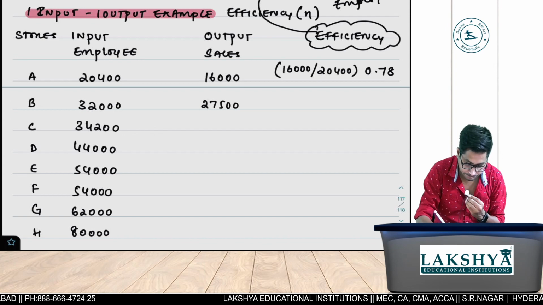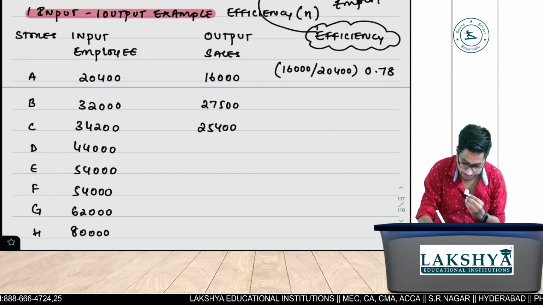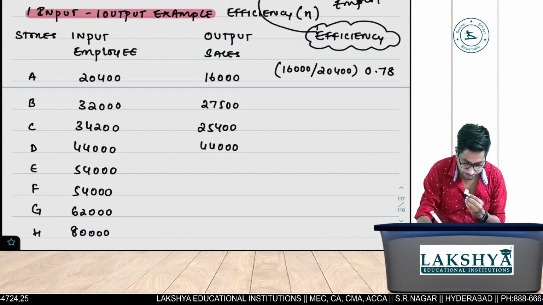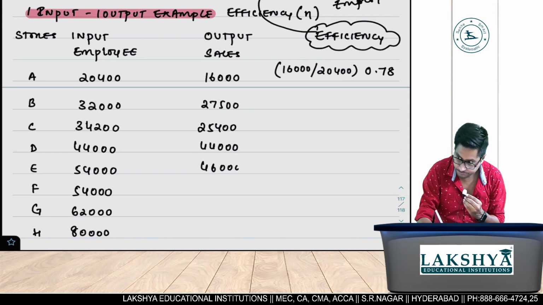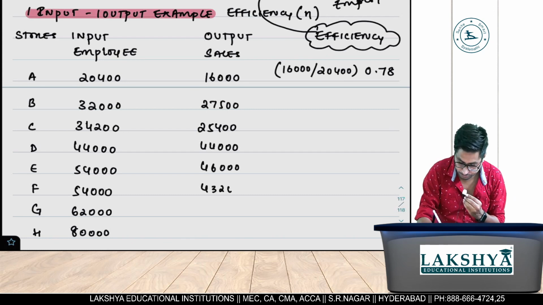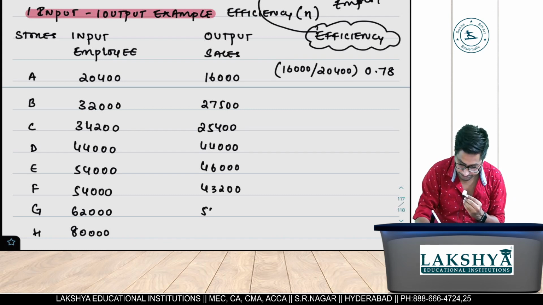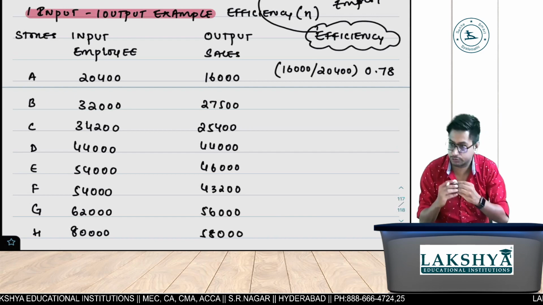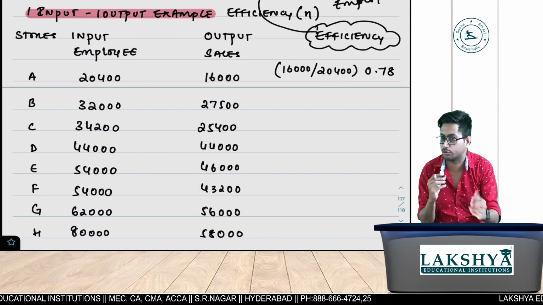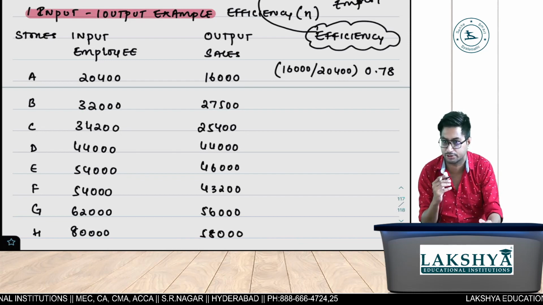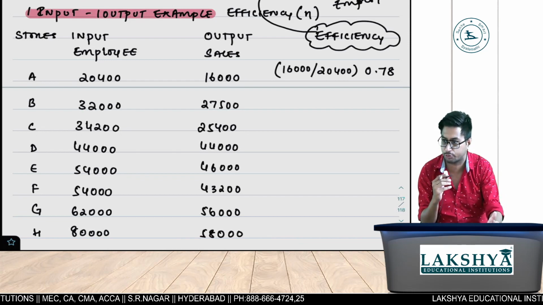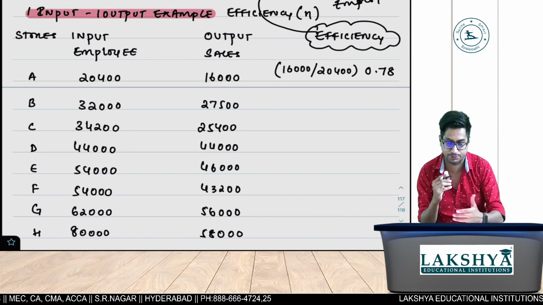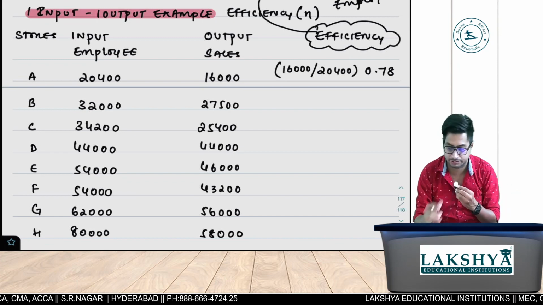And tell me the output here. 27,500, 25,400, 44,000, 46,000, 43,200, 56,000, 58,000. यहाँ पर तो उन्होंने आंसर भी दे दिया, but exam में how do you present? You should know the presentation also, right? If that fellow only gives the question, then how will you present? That is why I am writing everything on the screen so that it becomes easy.